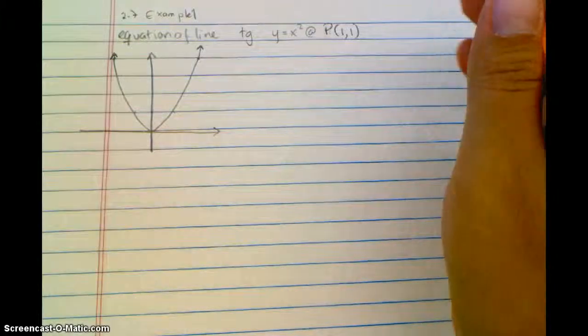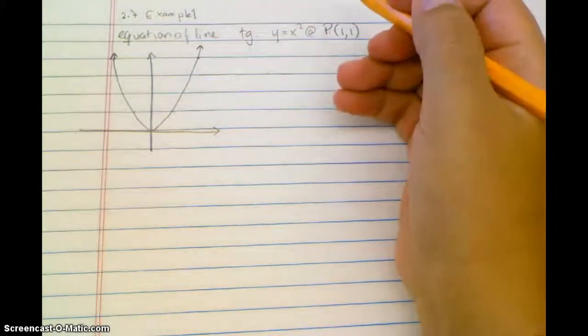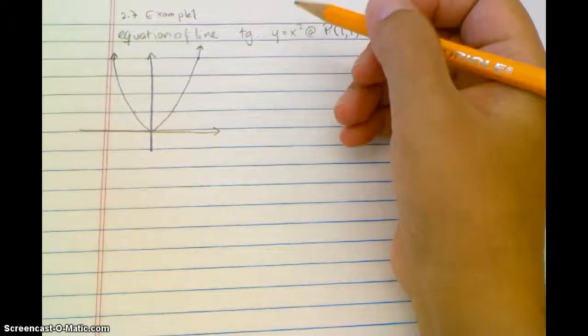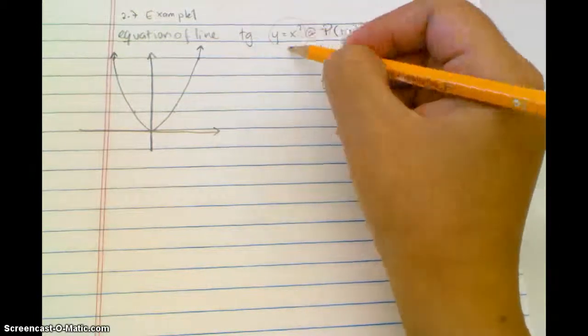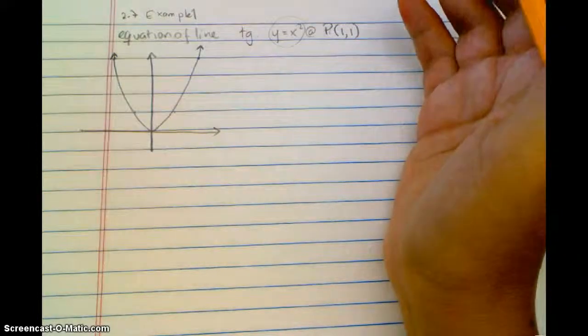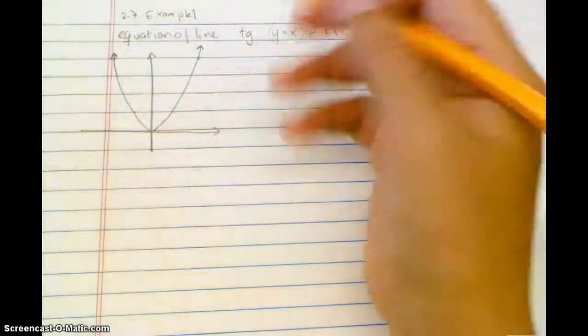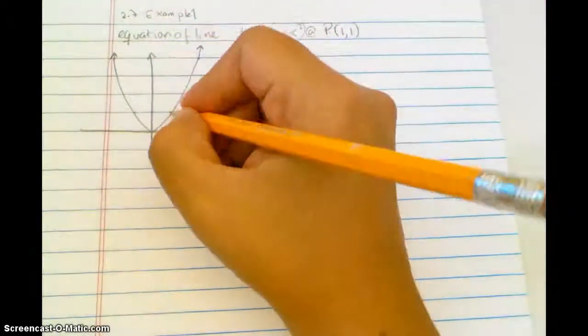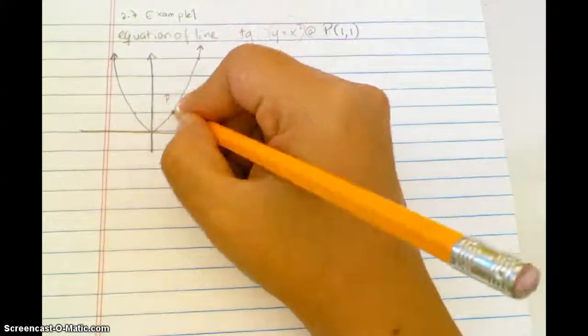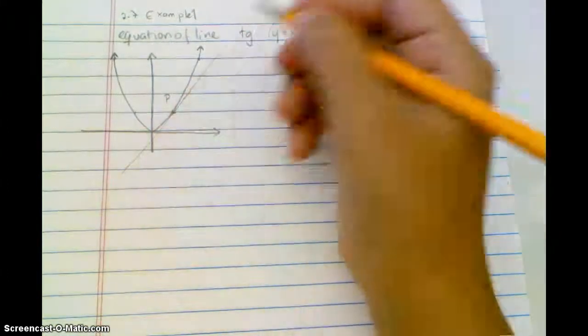Okay, so this is example 1 from section 2.7. It is asking for the equation of the tangent line at 1 of the function y equals x squared. So let's just remember what this graph would look like. It looks like this, and then I'm drawing the point P. This is our point of interest, and I'm sketching the tangent line.